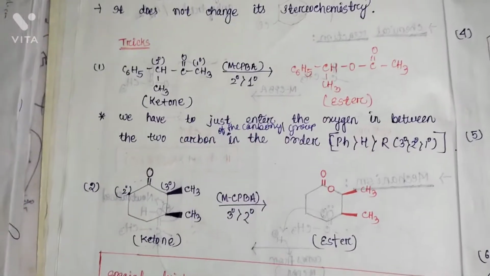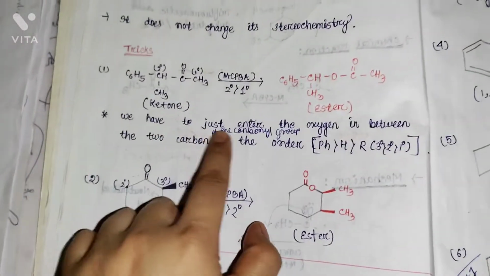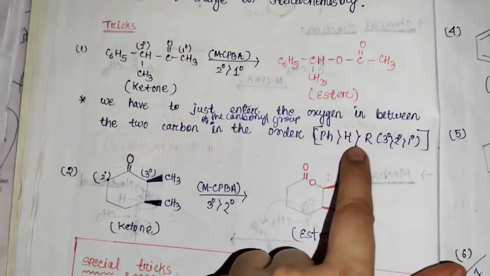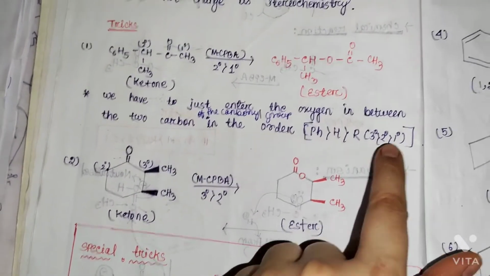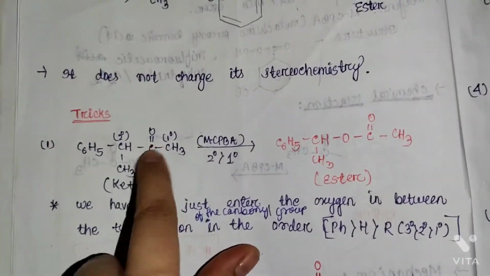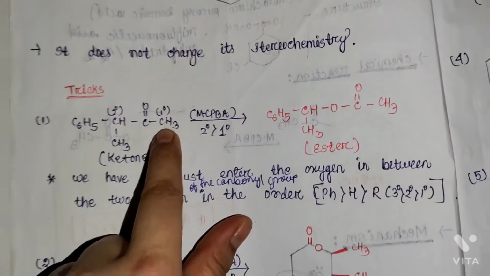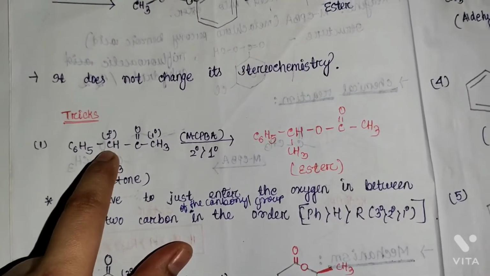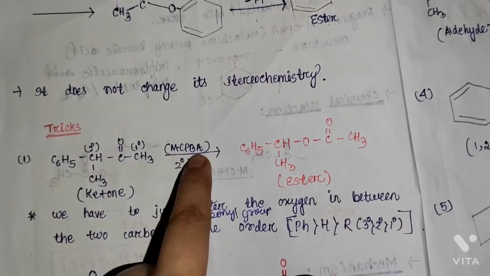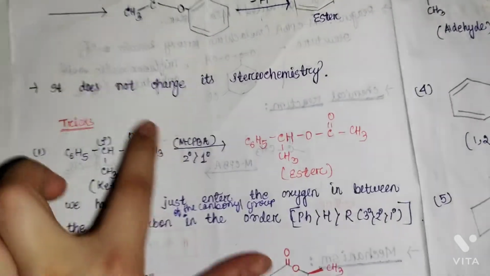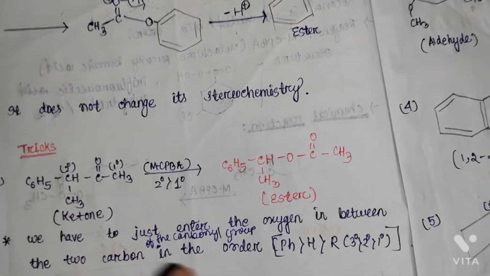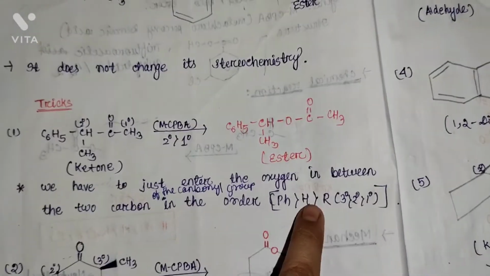Just know about some tricks. The trick is we have to just insert the oxygen between the 2 carbons of the carbonyl group in the order phenyl group, hydrogen, then tertiary and secondary, then primary. So let us apply the trick. This is the carbonyl group. The right side of the carbonyl group is a primary alkyl group and the left side is a secondary alkyl group. So when metachloroperoxybenzoic acid reacts with this ketone, what will happen? The oxygen will enter between the carbonyl group in this order.